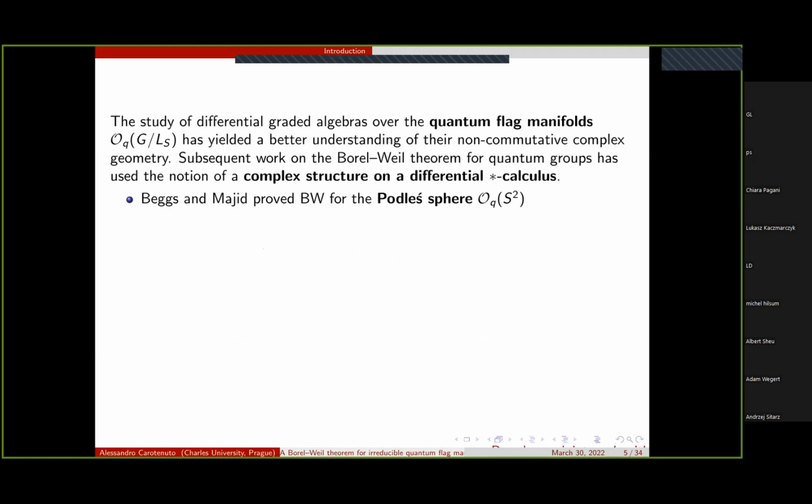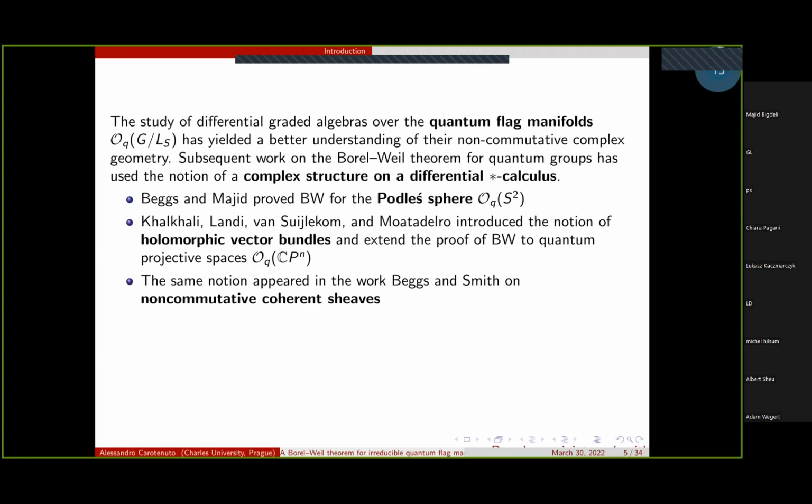And in fact, there were subsequent works on the Borel-Weil theorem for quantum groups that were using a differential structure, even more, a complex structure on a differential star calculus. This was started first by Beggs and Majid, who proved the Borel-Weil theorem for the foundational example of the Podleś sphere. Then Calcagni, Landi, Van Suijlekom, and Matassa introduced the notion of holomorphic vector bundles and extended the proof of Borel-Weil to all quantum projective spaces.